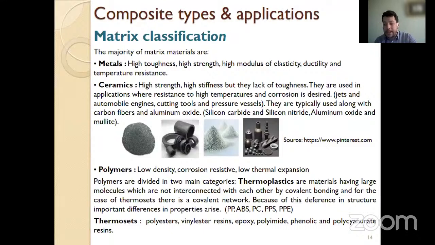resistive to corrosion, and have low thermal expansion. Polymers are divided into two main categories: the thermoplastics, which are materials having large molecules that are not interconnected with each other by covalent bonding, and in the case of the thermosets, there is a covalent network. Because of the difference in structure, important differences in property arise. And we have also thermosets, which are polyesters, vinyl esters, resins, epoxy, polyamide, phenolic, and polyquinoline resins.